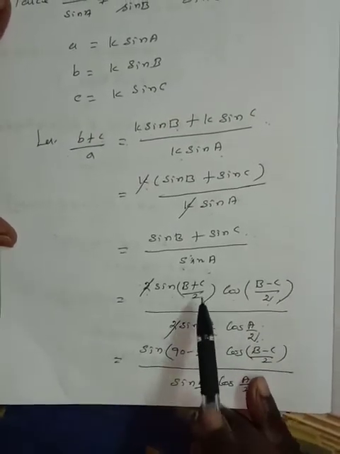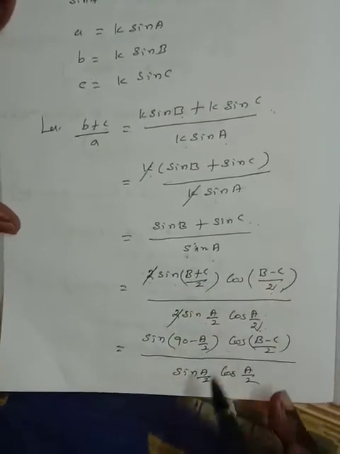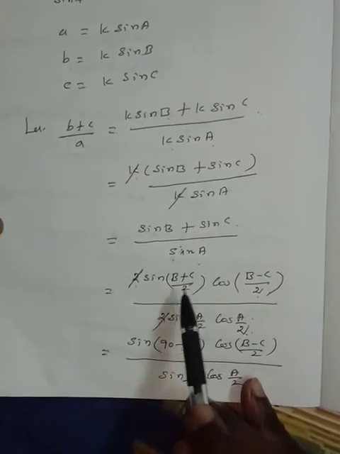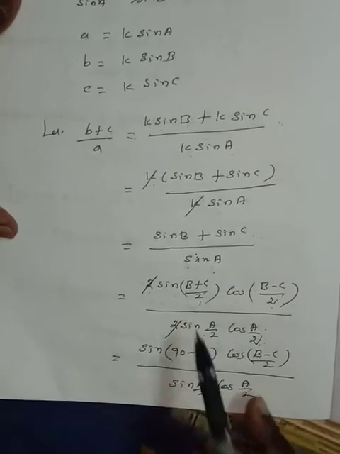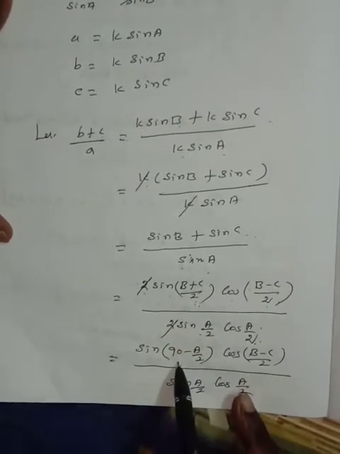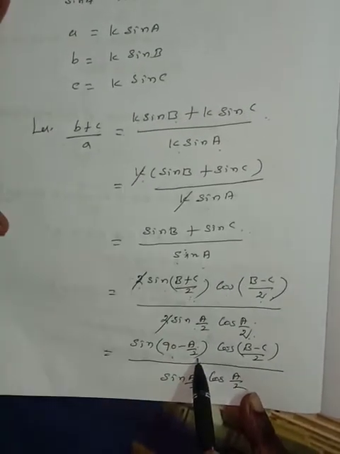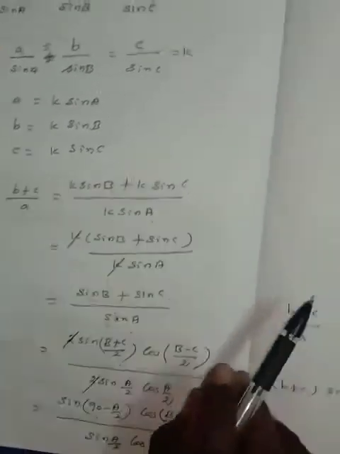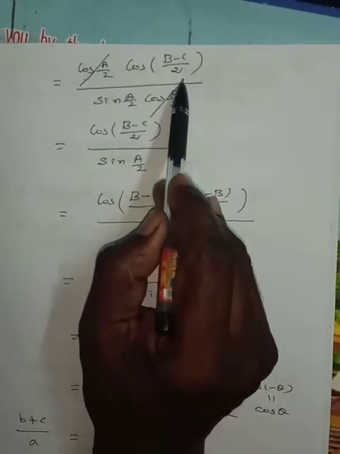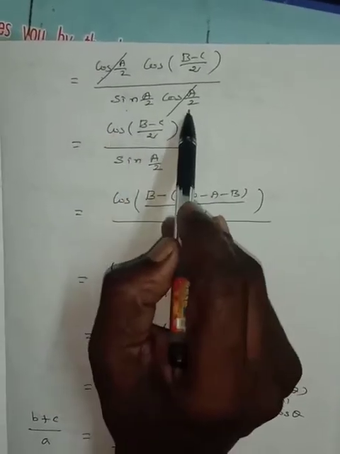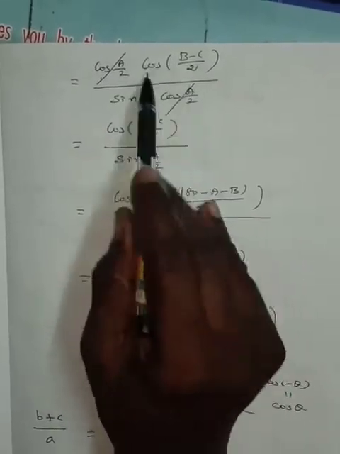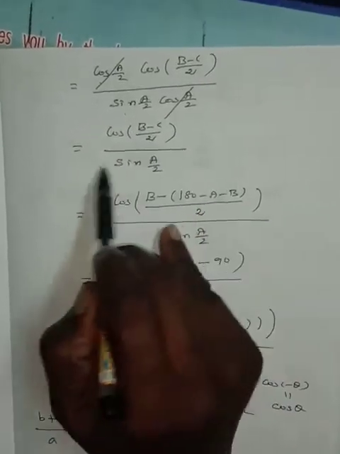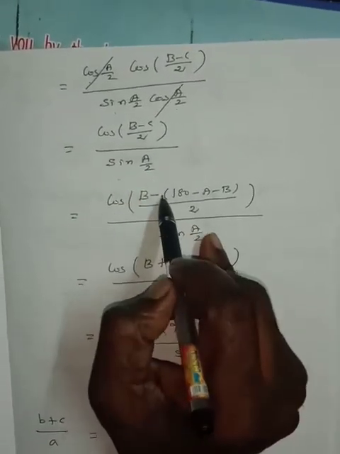But we know that a plus b plus c is equal to 180. Divide through by 2 on both sides, we get b plus c divided by 2 is equal to 90 minus a by 2. Apply 90 minus a by 2 in terms of b plus c divided by 2: cos of (b minus c) divided by 2, whole divided by sin a by 2 cos a by 2. The cos a by 2 cancels. We get cos of (b minus c) divided by 2, whole divided by sin a by 2.